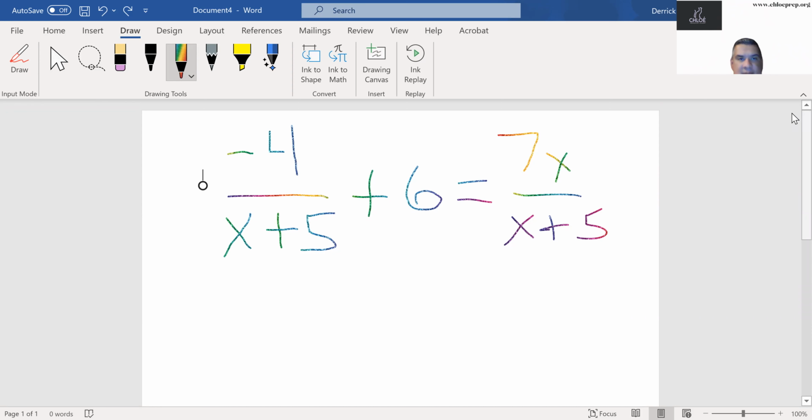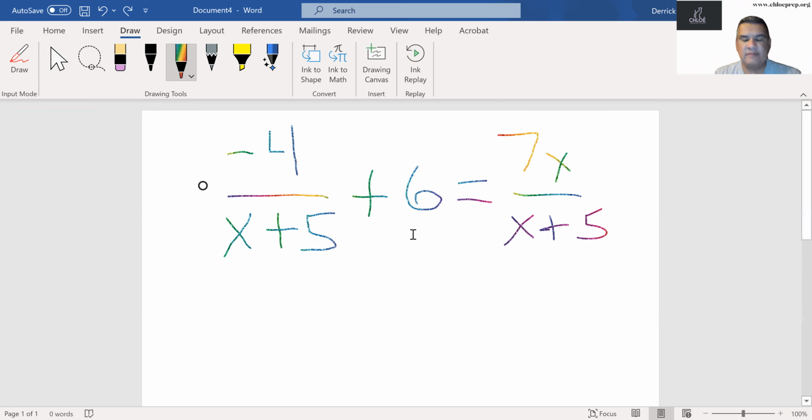So this is the problem you sent me. -4 over x plus 5, plus 6, equals 7x over x plus 5. And it's asking you to solve for x. And a lot of times in these problems, we also have to keep in mind that we also have to solve for what x is not. And we went over this.